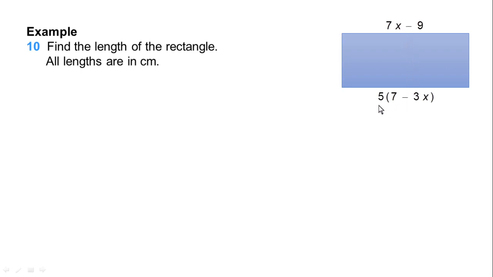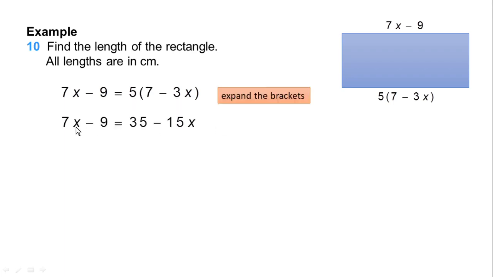Okay, next. So if they are equal, I can equate these two. 7x minus 9 is equal to 5 times the quantity of 7 minus 3x. Next, I want to expand 5 times 7 minus 3x. So 5 times 7, 35. 5 times negative 3x is negative 15x. So I'll have 7x minus 9 is equal to 35 minus 15x.